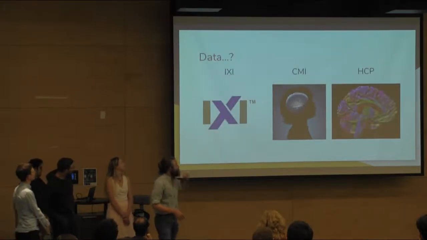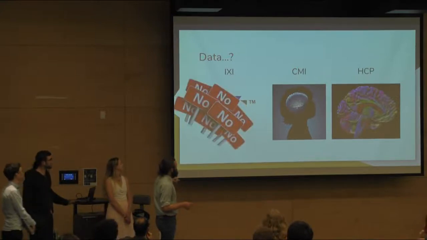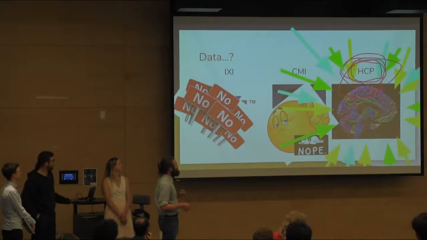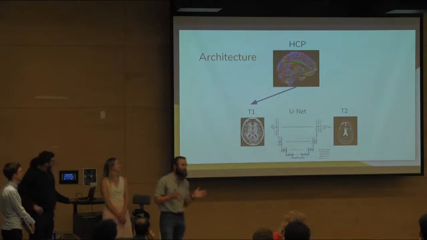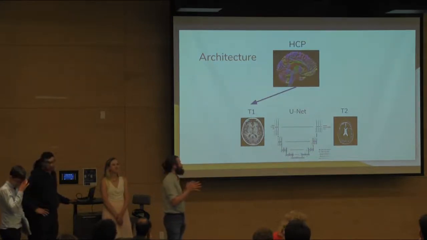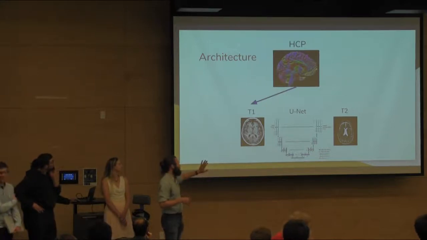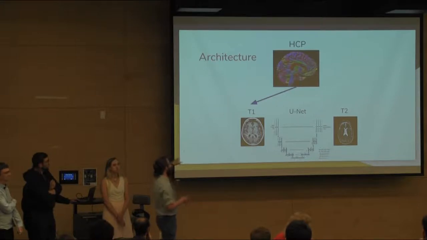After that, we decided, what kind of data do we need? We kept trying a couple different sets. XI didn't work. CMI did not work as well, and so we tried to go with HCP. With our architecture, we ended up using the HCP data, going through the UNet, trying to extract the T2 data from it.